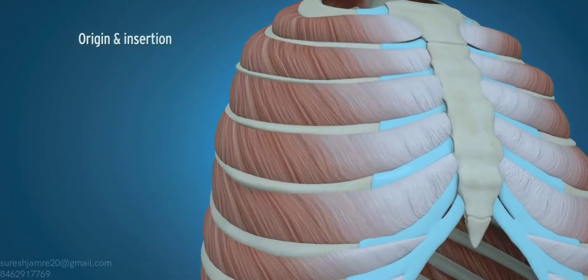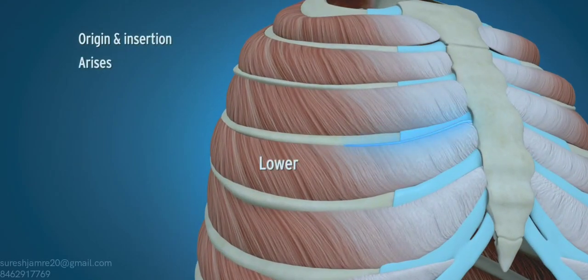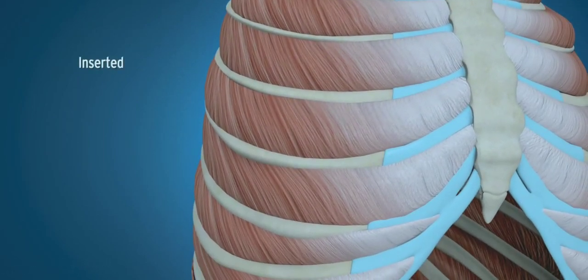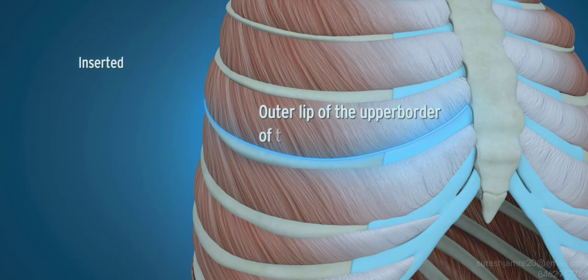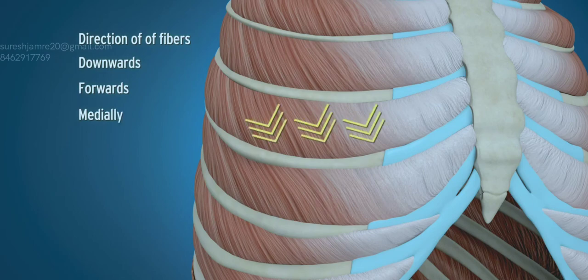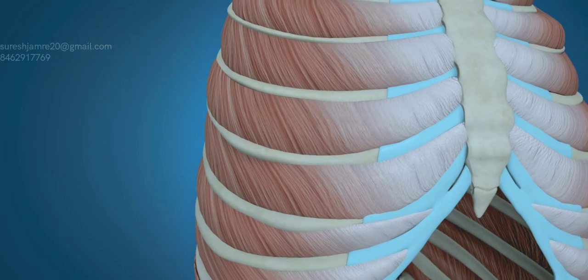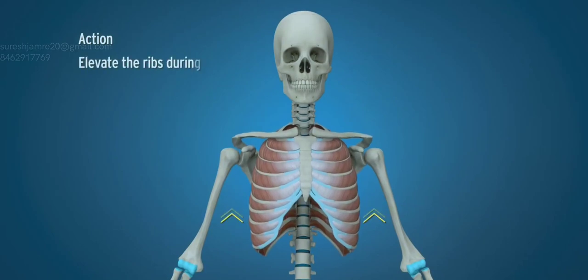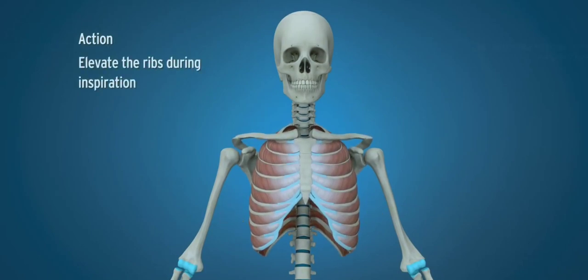Origin and insertion: arises from the lower border of the rib above the space and is inserted into the outer lip of the upper border of the rib below. Direction of fibers: the fibers are directed downwards, forwards and medially. Action: elevate the ribs during inspiration.